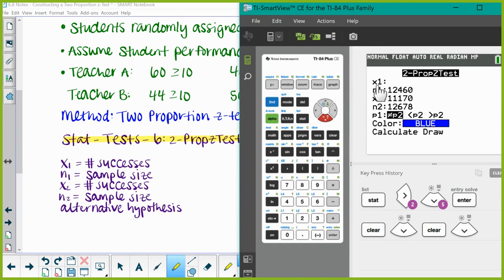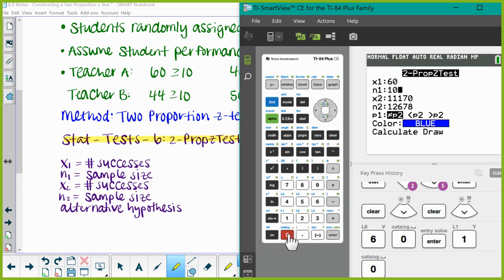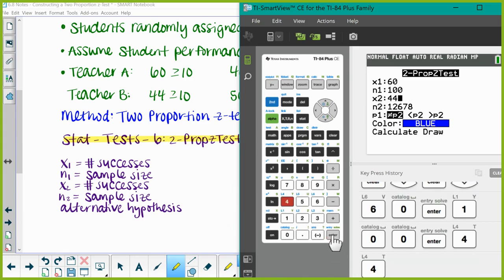So the first thing is, what's your group 1? How many successes were in there? So I'm going to say group 1 was teacher A based on my parameter, and she had 60 successes out of, I believe, 100, because each group was 100 students. And then teacher B had 44 pass out of 100.